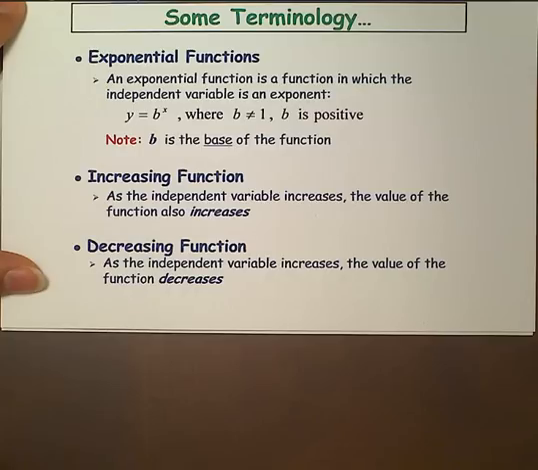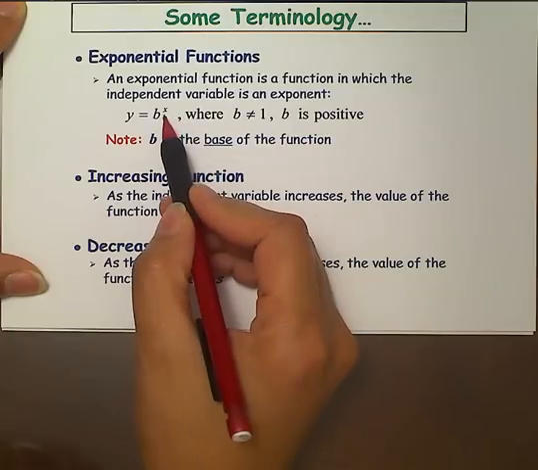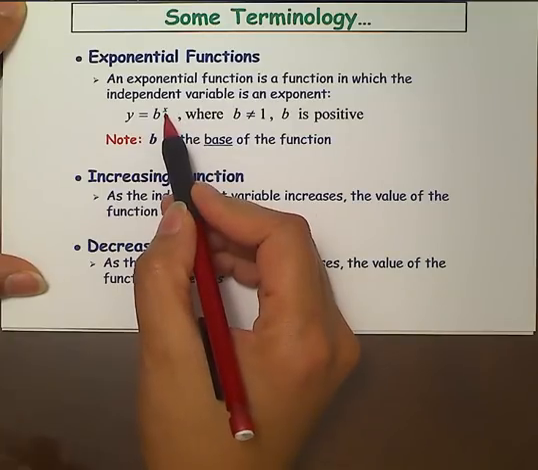Okay, so we're going to look at some terminology. These are some keywords that we will be using throughout the lesson that I want to ensure that you know. And the first one is an exponential function. So an exponential function is a function in which the independent variable is an exponent. So normally the independent variable we look at is the variable x. And you'll notice that in the exponential function, that variable happens to be the exponent.